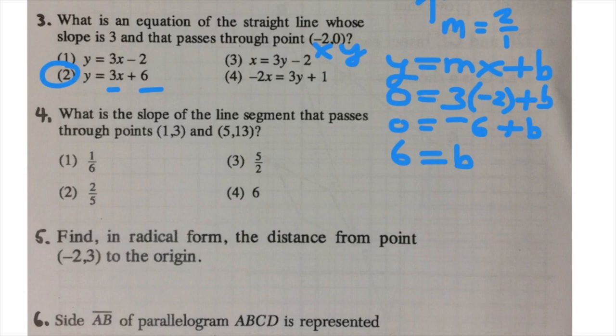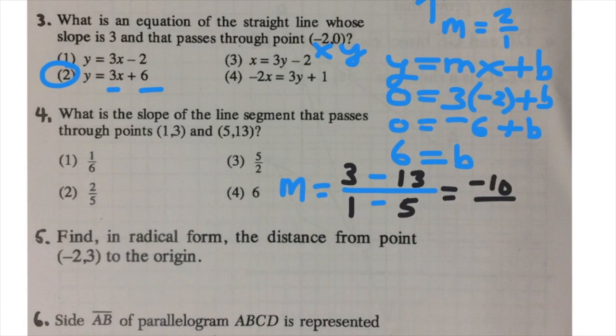For question 4, there's just some quick practice using the slope formula. So subtract the y's and subtract the x's to figure out the slope. So the 2 y's in the question are 3 and 13. And the 2 x's in the question are 1 and 5. 3 minus 13 is negative 10. 1 minus 5 is negative 4. And we get negative 10 over negative 4, which is the same thing as positive 10 over positive 4, which if we reduce it is the same as 5 over 2. Choice 3.